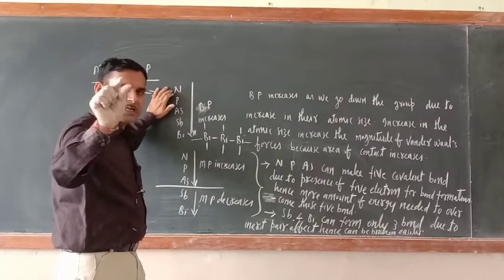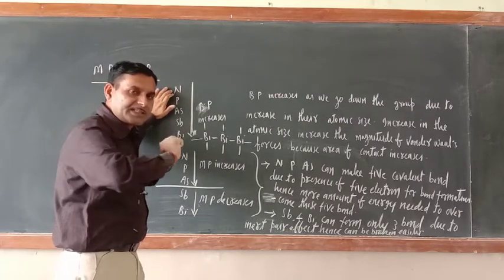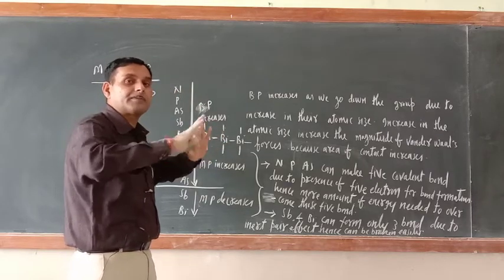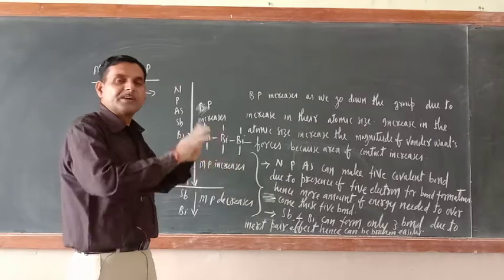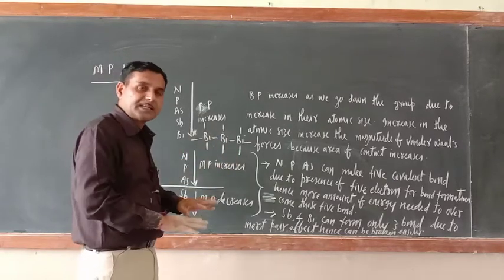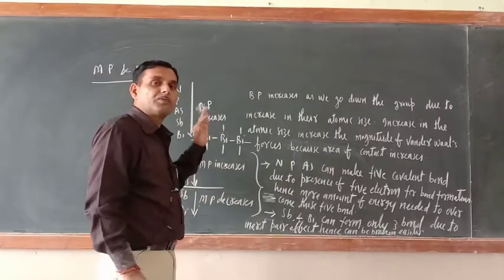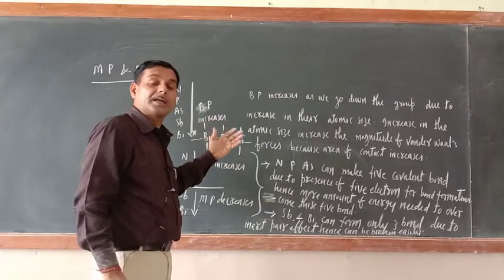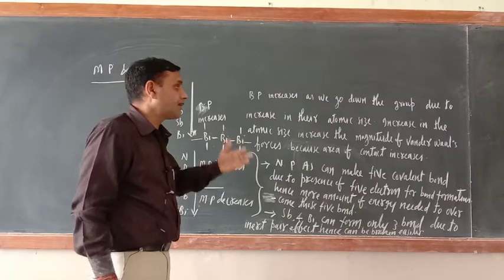What about the nitrogen case? Nitrogen case, what is there? Size is small, so its area of contact is less. Hence, the magnitude of van der Waals force of attraction is also less. When the area of contact is less, the magnitude of van der Waals force of attraction will be less, and very easily they will boil, even if you are supplying less amount of temperature.